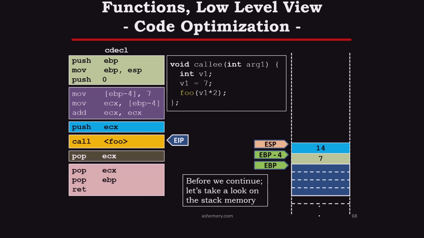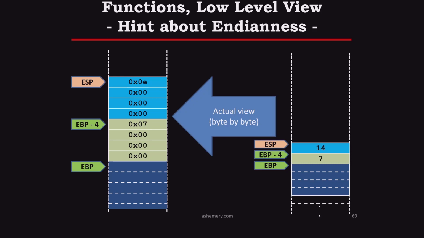Okay. Now, before we continue, let's take a look at the stack's memory. Reminder, this is about Endianness. We talked about this, but this is just a reminder of how the actual byte by byte view will look in memory. So as you can see, this is how the memory will look byte by byte for, let's say, the value 7, because these are 4 bytes. This is 4 bytes again. That's what we mentioned. But if we look at the byte view, this is how these bytes are going to be represented in memory.